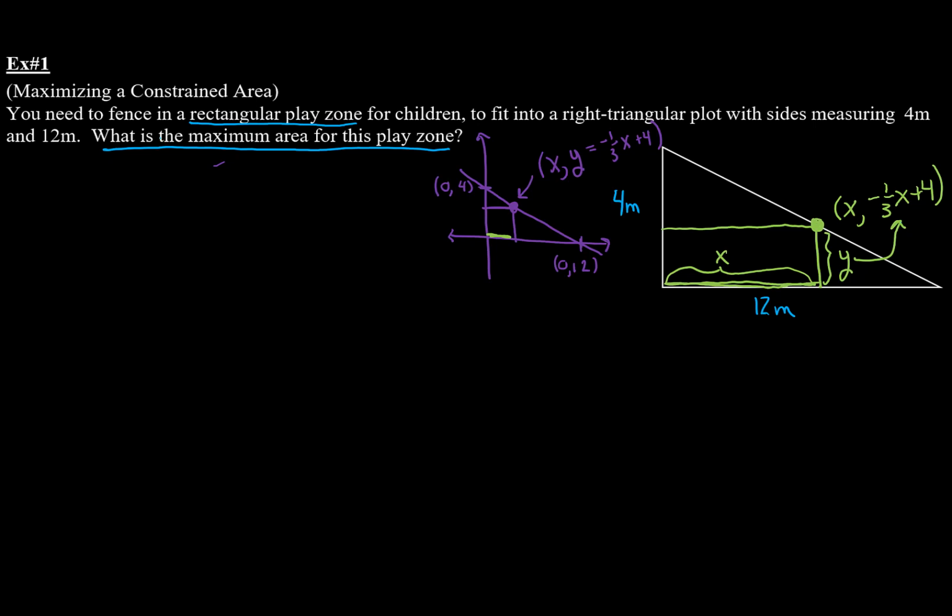All right, looking at the last sentence, they say, what's the maximum area for this play zone? Well, what's the area of a rectangle? Yeah, it's length times width. However, this is too many variables. So if I look at this particular rectangle, I've got a length of x and a width of y, but still too many variables. So I'm going to replace y with, in parentheses, negative 1/3 x plus 4.